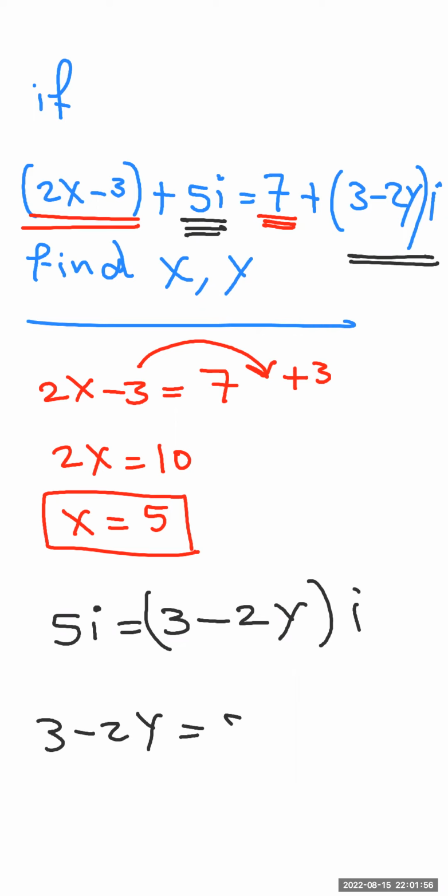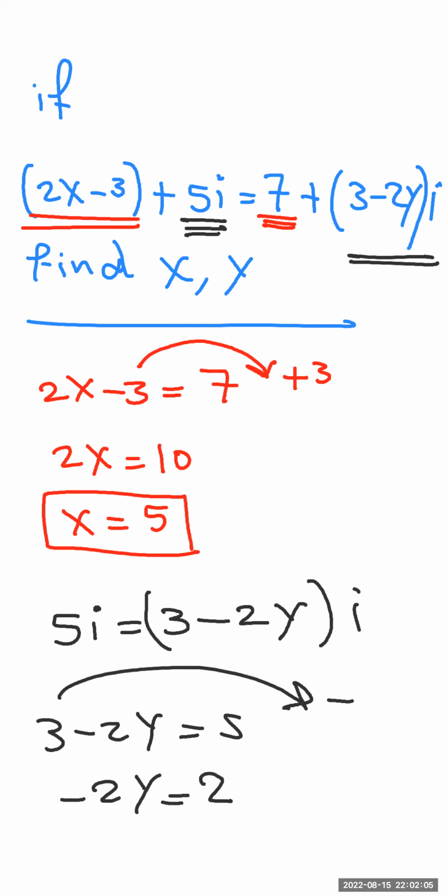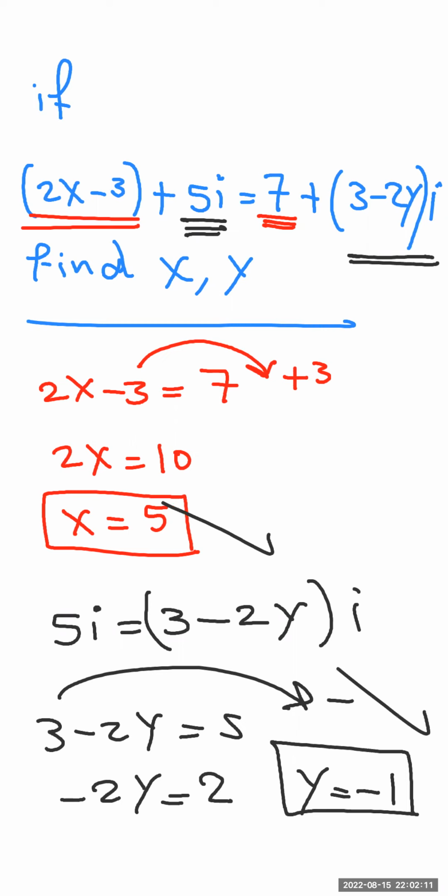Now, guys, negative 2y equals, shift the 3 here, negative. So 5 minus 3 equals 2. So y equals negative 1. Finished. X and y. That's it. Is it clear, guys? Yes.